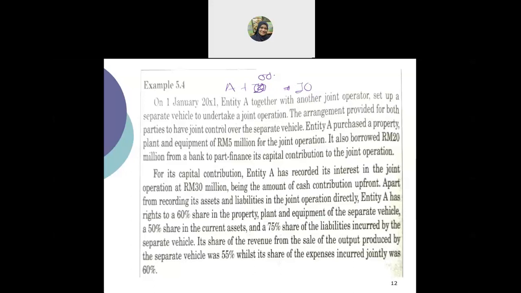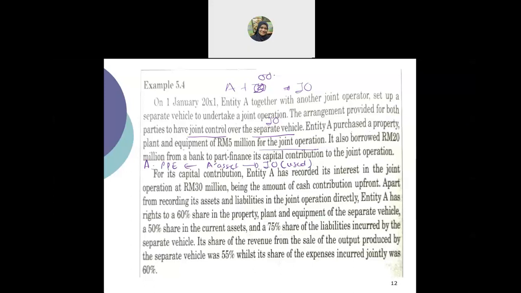The arrangement provided for both parties to have joint control. So all the parties are going to have joint control over the separate vehicle. The separate vehicle here, we assume, is a joint operation. Entity A purchased property, plant and equipment of 5 million for the joint operation. They bought a new PPE. A bought the PPE, so this PPE becomes A's asset, and then A decides to use that PPE for the joint operation.